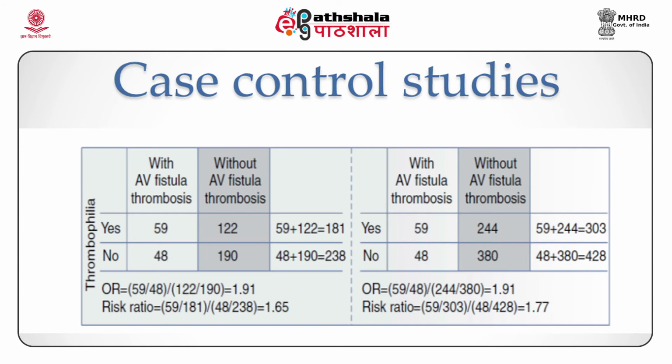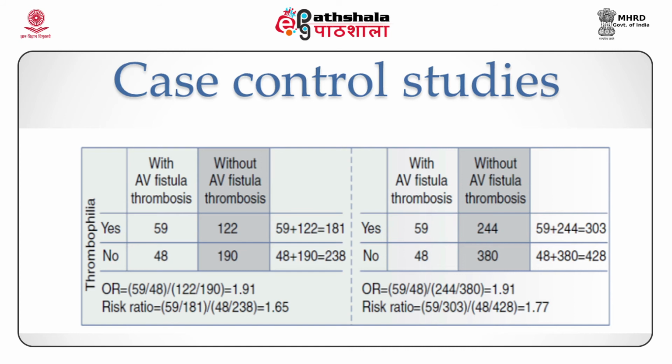Now let us suppose that we conducted the same study except that we increase the number of controls. So instead of 122 and 190 controls in the two exposure groups, we instead had double the number, which is 244 and 380. So in this case, the odds ratio is now 59 by 48 by 244 by 380, and it turns out that the odds ratio is unaffected by this multiplication and remains at 1.91. The risk ratio, however, is now 59 by 303 by 48 by 428, which is equal to 1.77.